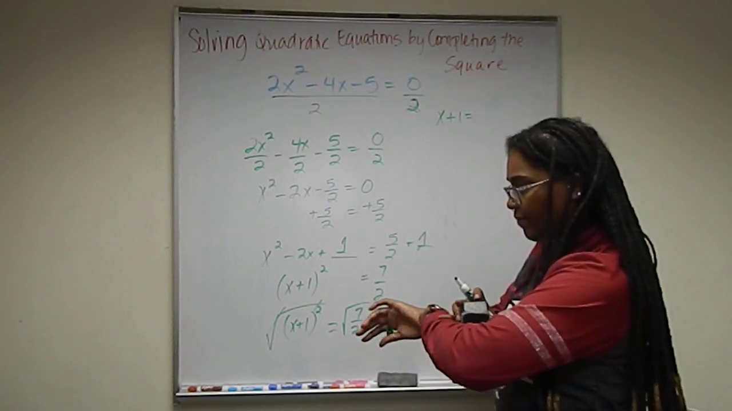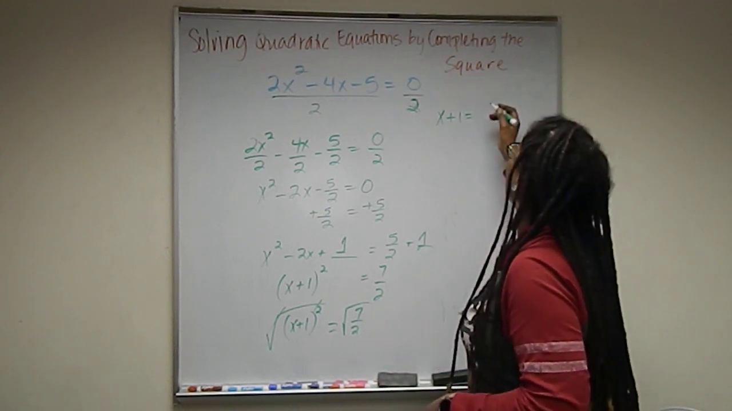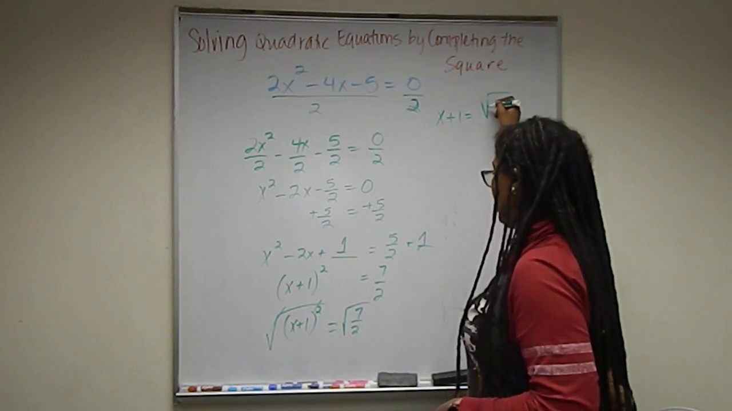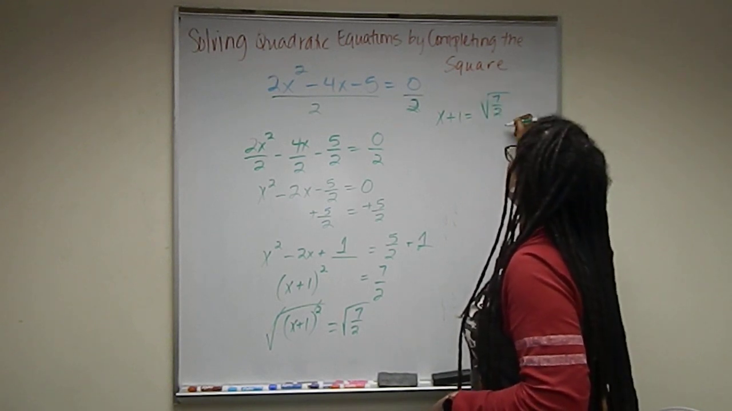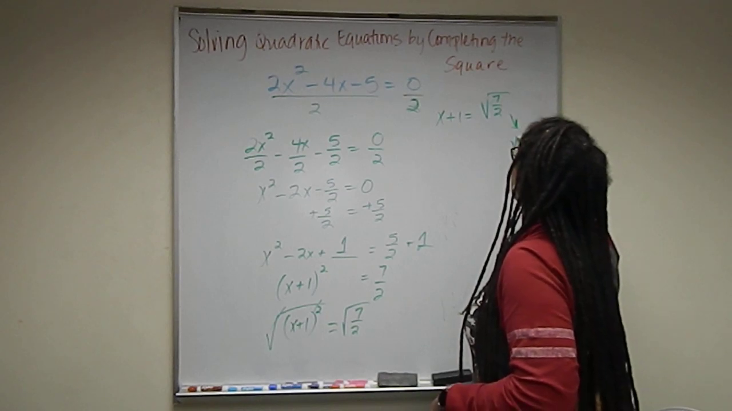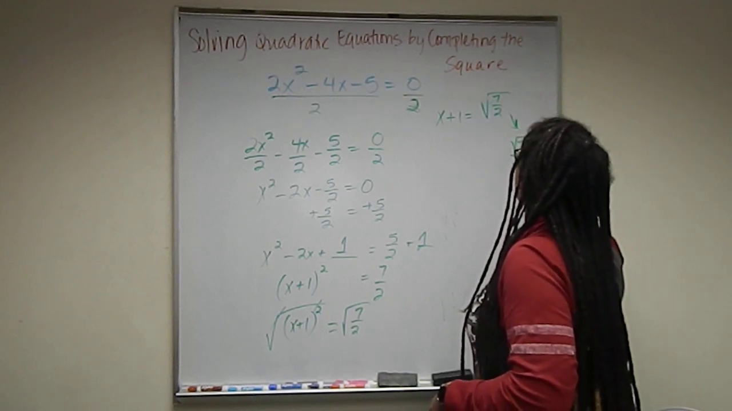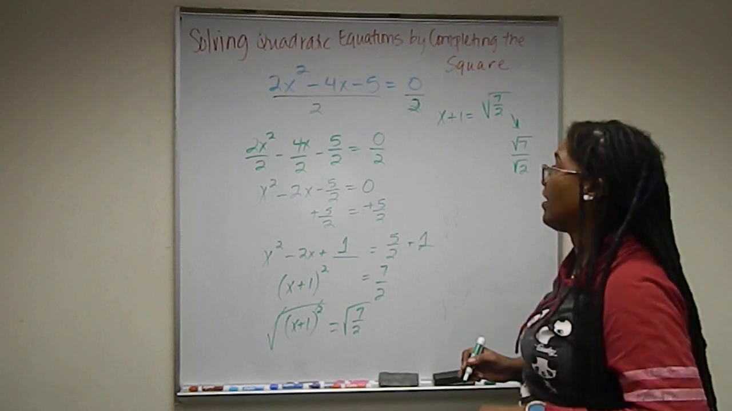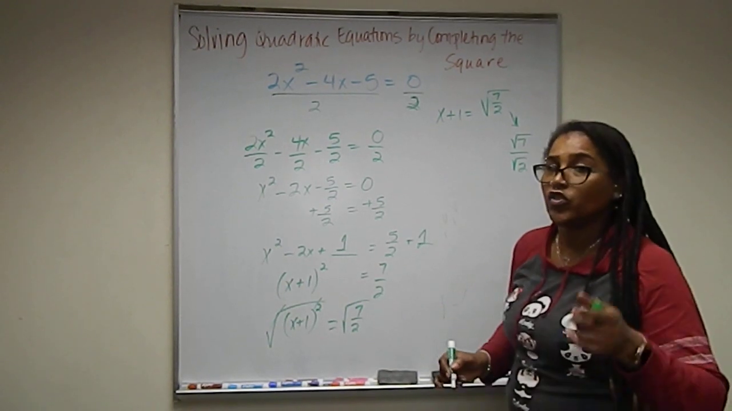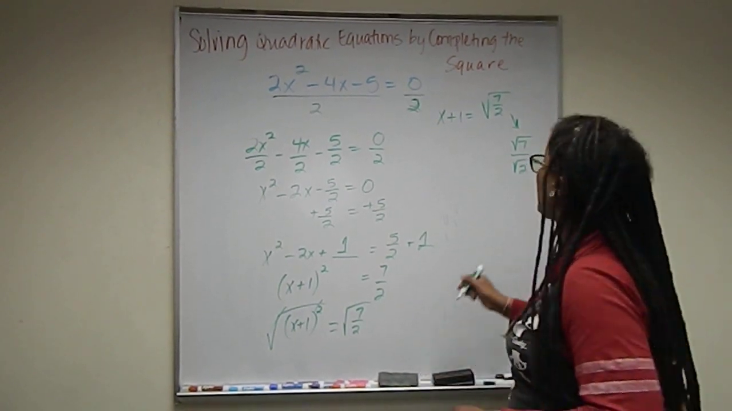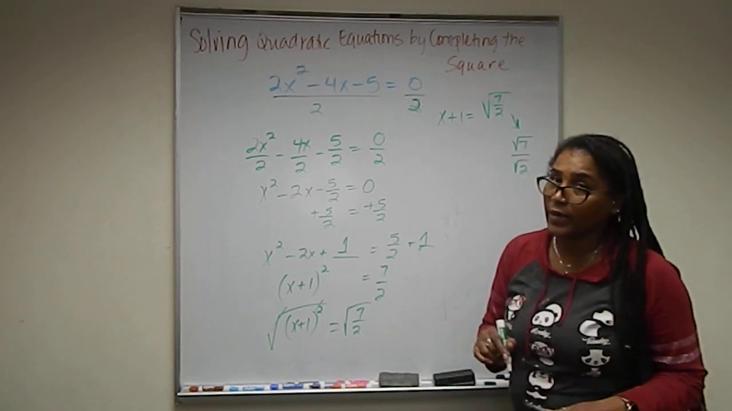How much time do I have? 3 minutes. Did you know that this can also be rewritten as a quotient of square roots? You better know that. And did you also know that you cannot have radicals in your denominator?